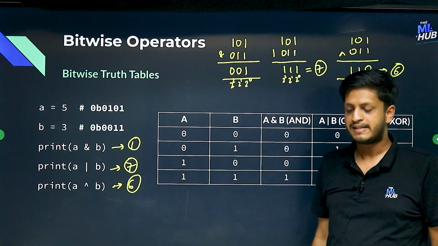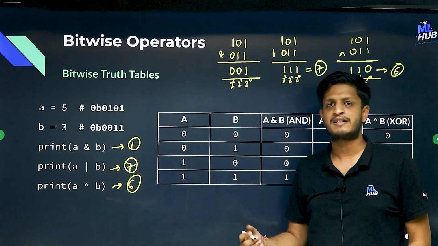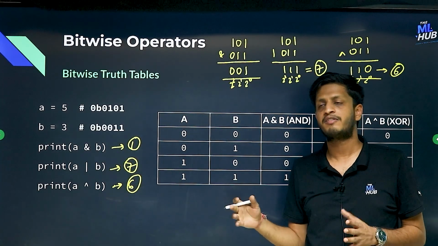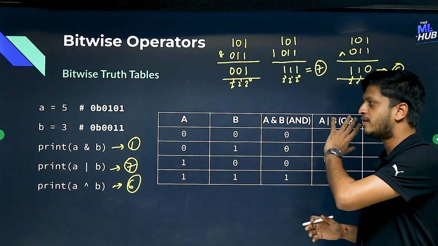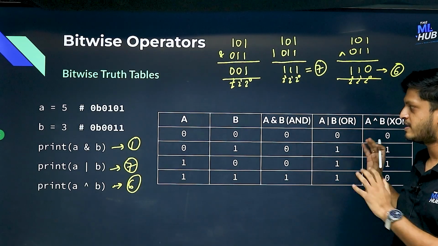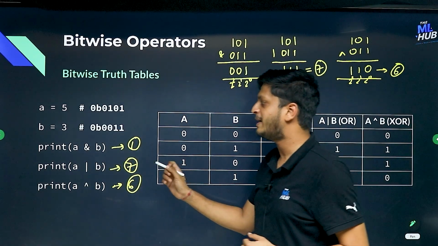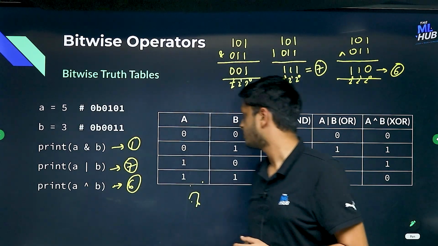Okay, I hope it makes sense. In the practice lecture, we will have a practice lecture on all the basics of Python. There we will solve more such problems. But I hope you understood how the bitwise AND, bitwise OR and bitwise XOR work. Okay, it's just based on the truth table. So these are called the bitwise operators. Bitwise AND, bitwise OR and bitwise XOR.